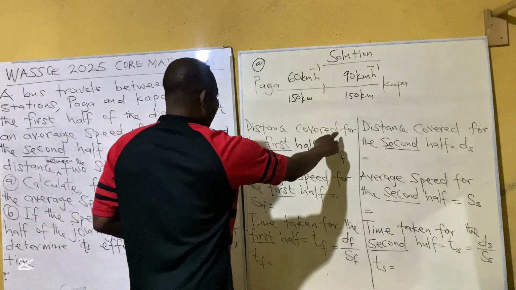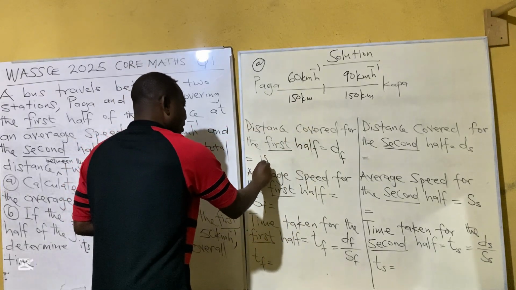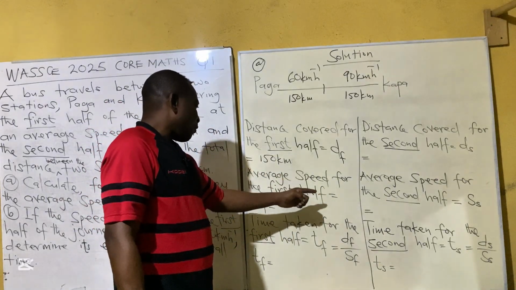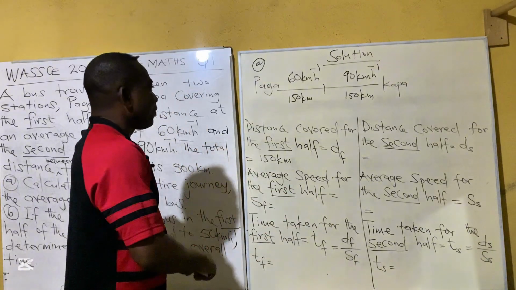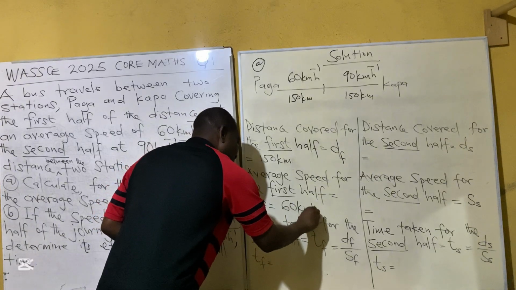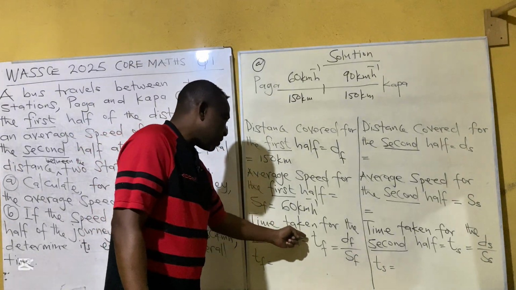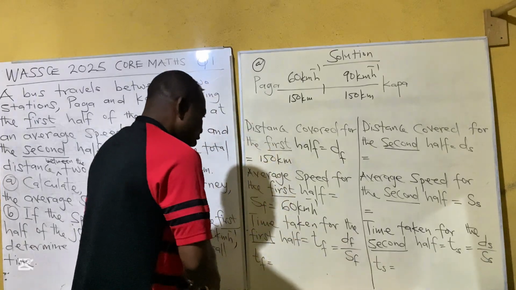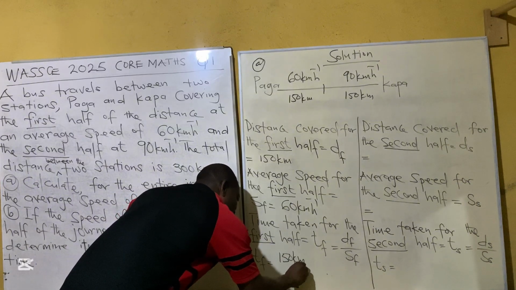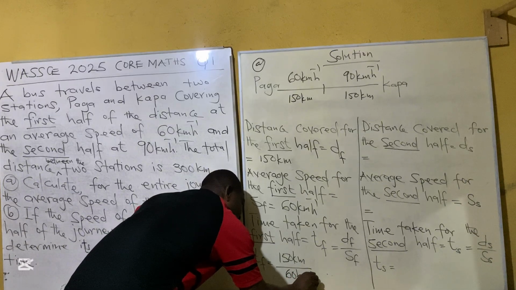So we say distance covered for the first half is equal to DF, is equal to, according to the question, 150 kilometers. The average speed for the first half is equal to SF, 60 kilometers per hour. The time taken for the first half is equal to TF, is equal to distance over speed. So what is the distance? The distance is 150 kilometers, and the average speed here is 60 kilometers per hour.